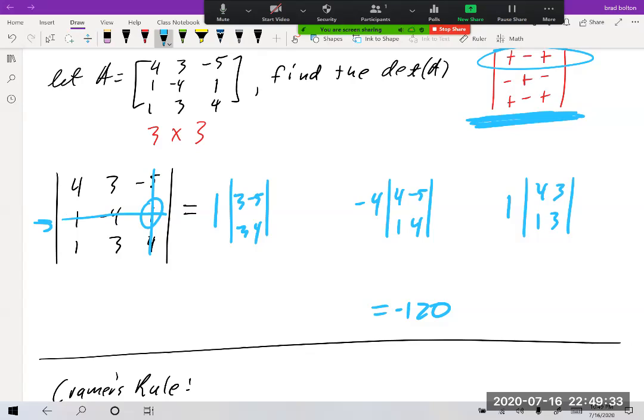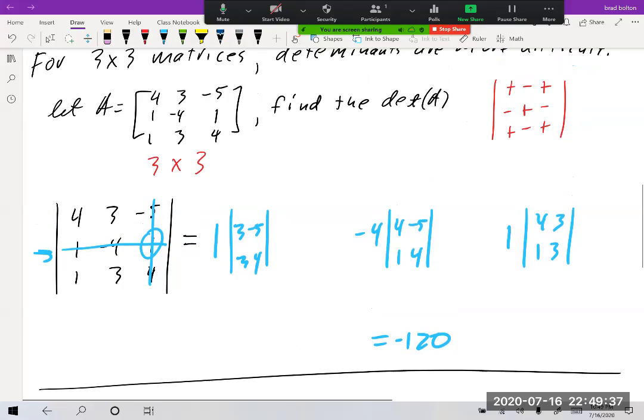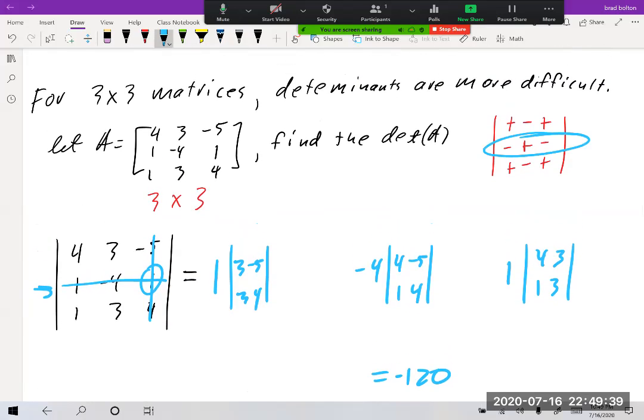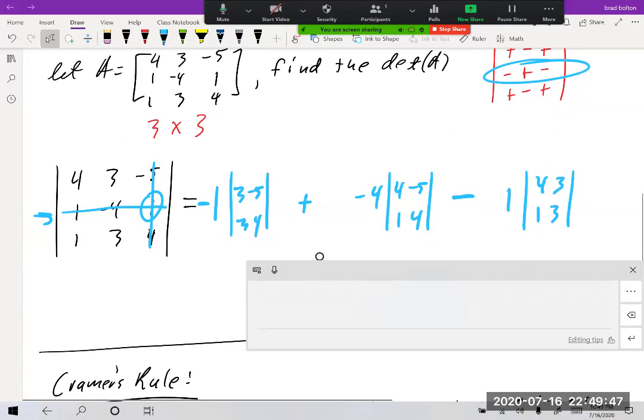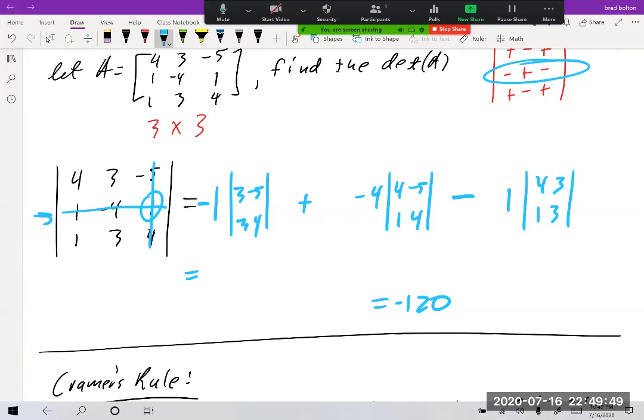Okay. Now I have to put the signs correctly, but I'm no longer working with the first row. I'm working with the middle row. And again, this is for a 3 by 3. So now I have to put a minus, a plus, and then an extra minus right there. So let's see what we get.